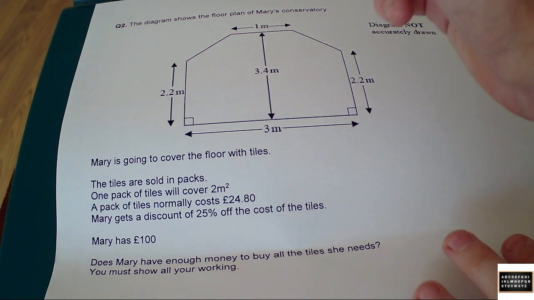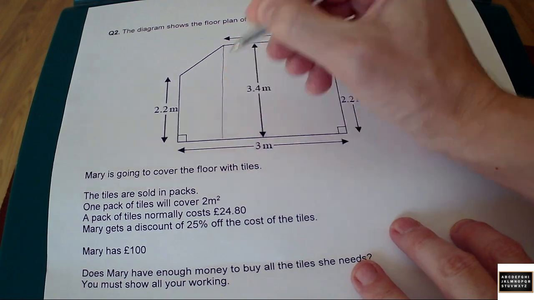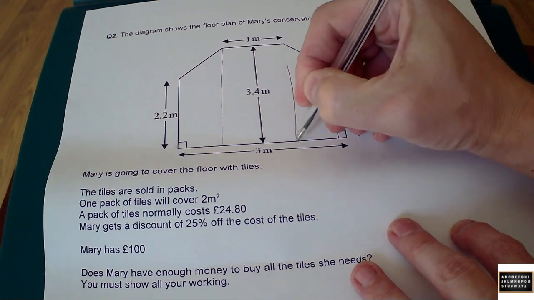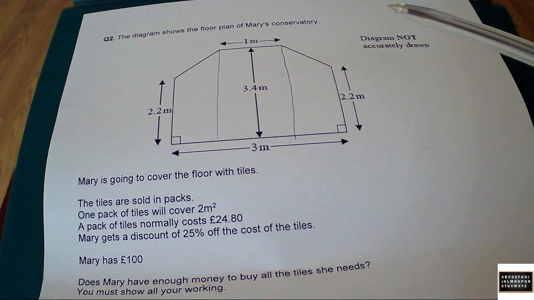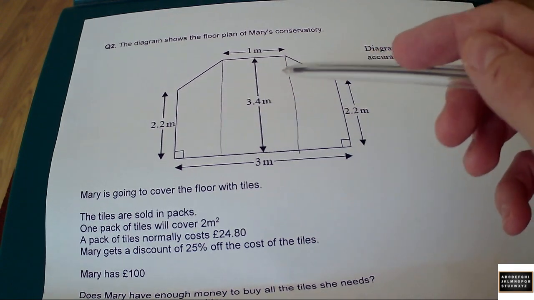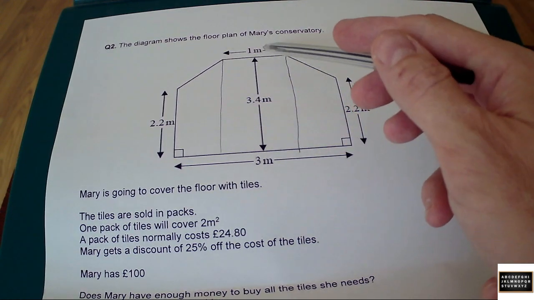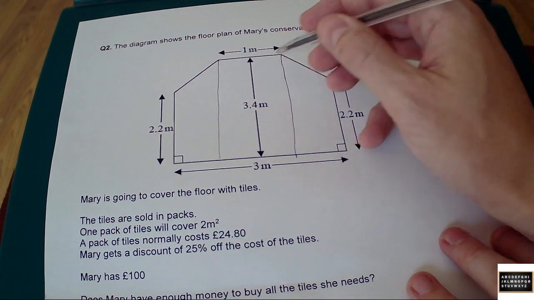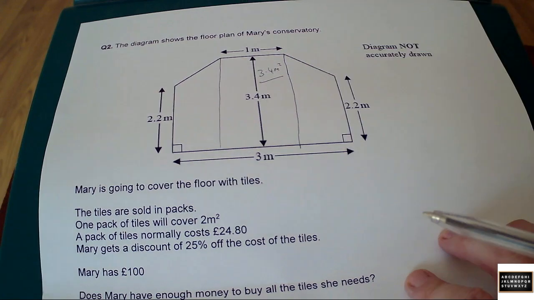So the first thing I'll do is try and break up the shape and work out the area of that shape. So I'm going to break it up here into what will be effectively 2 trapezia. So a trapezium here and a trapezium there, and then a rectangular shape in the middle here. So you can see this width here is 1 and this length here is 3.4. So this area in here will be 3.4 meters squared because 3.4 times 1.